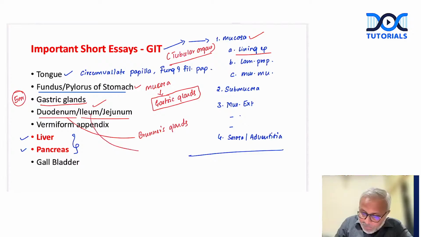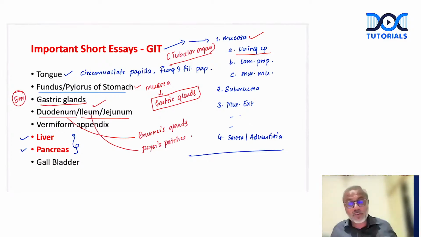And in ileum, they can always ask about the Peyer's patch. What are Peyer's patches? What is its morphology? What is its function? Where are they present? All of this can come. So that is one more important 3-marker from the histology of ileum.